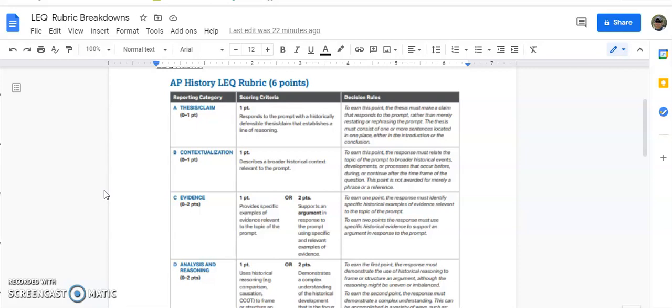Contextualization, broader historical context. Talk about the background of the prompt. Make sure it is relevant. I wouldn't go any further back than 10 years, so don't mention things like slavery. Mention maybe how democracy is changing, but we'll get more into the breakdown of a good context versus a bad context next week when we start going over these.